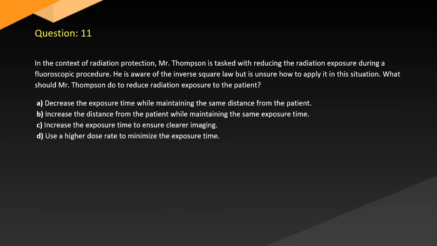Question 11. In a context of radiation protection, Mr. Thompson is tasked with reducing the radiation exposure during a fluoroscopic procedure. He is aware of the inverse square law but is unsure how to apply it in this situation. What should Mr. Thompson do to reduce radiation exposure to the patient? A. Decrease the exposure time while maintaining the same distance from the patient. B. Increase the distance from the patient while maintaining the same exposure time. C. Increase the exposure time to ensure clearer imaging. D. Use a higher dose rate to minimize the exposure time.